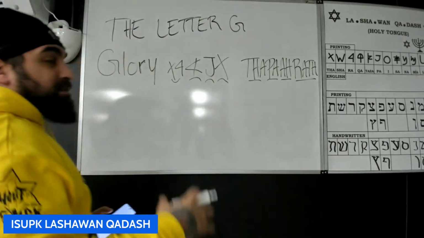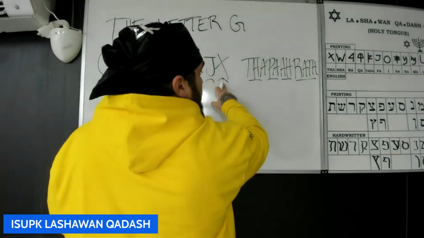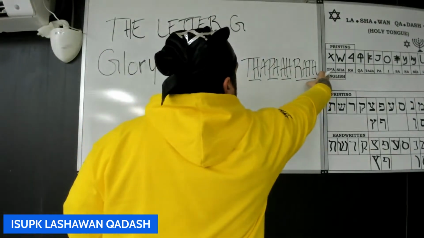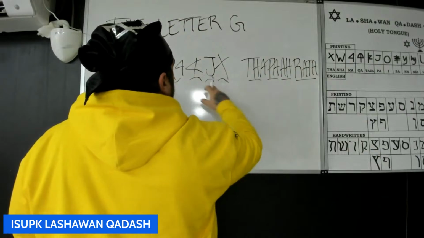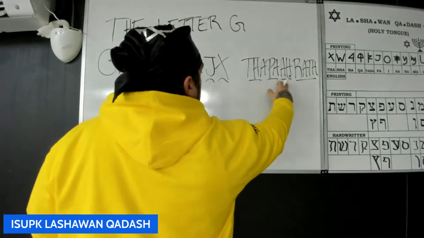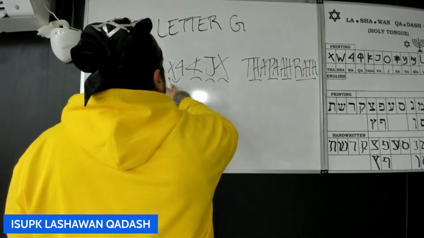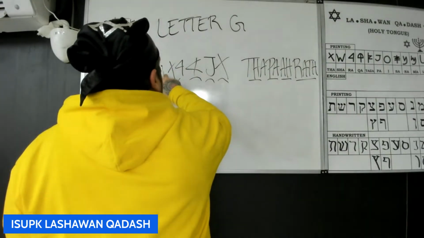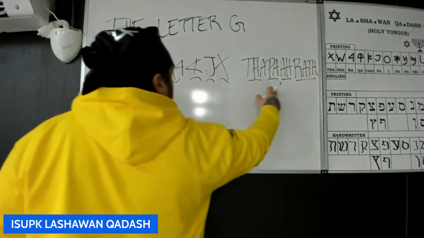If my writing is kind of sloppy, I apologize. But you got the Tha. If everybody got their notes, Tha, T-H-A, that's Tha. Pa, Pa. A, and Rath. You only take off the A on the Tha, but you keep the TH. So Rath. Glory is Tha-Pa-A-Rath.